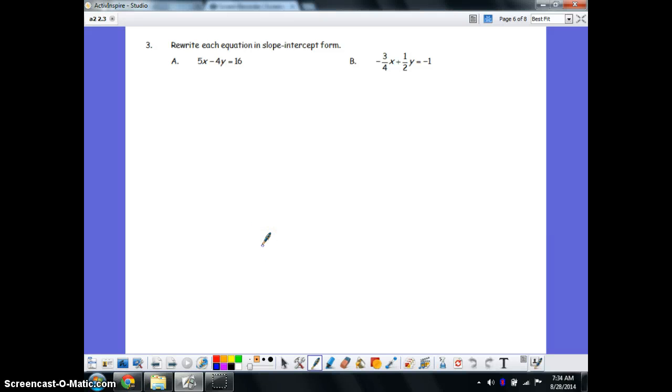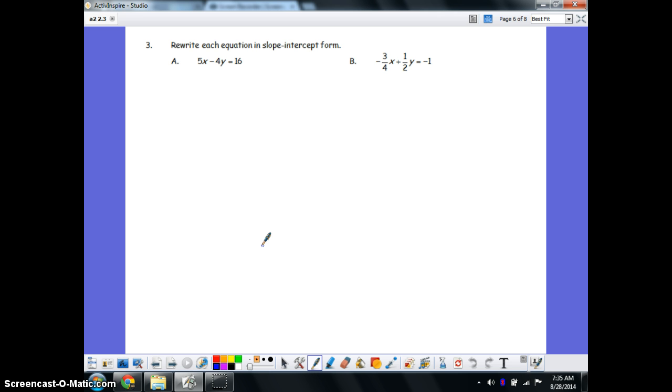Okay, so I misspoke in the previous video. We're not graphing yet. We're going to convert some equations into slope-intercept form, since that is what you are probably most comfortable in dealing with.